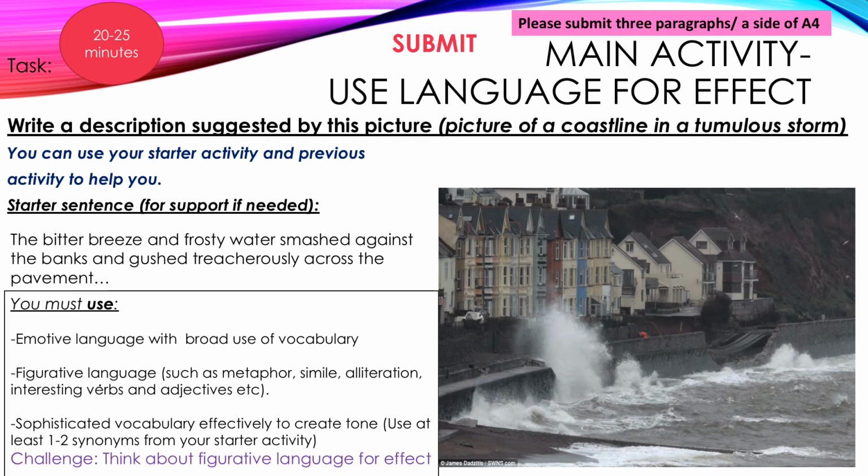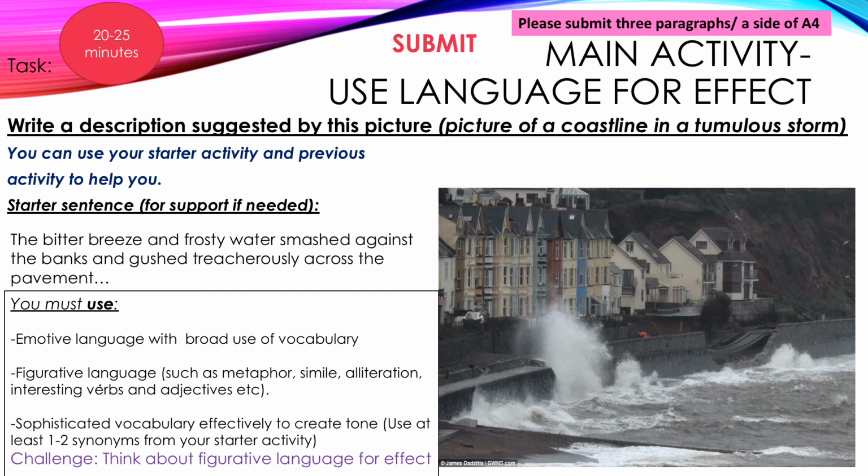So for this task, you must use emotive language and a broad use of vocabulary. I'll just remind you again, you can use your starter activity, use the previous activity for support, and also our high-level vocabulary banks on the previous slide to help you. So you need to use emotive language, broad use of vocabulary, figurative language such as metaphor, simile, alliteration, interesting verbs and adjectives, etc. Use sophisticated vocabulary effectively to create tone.